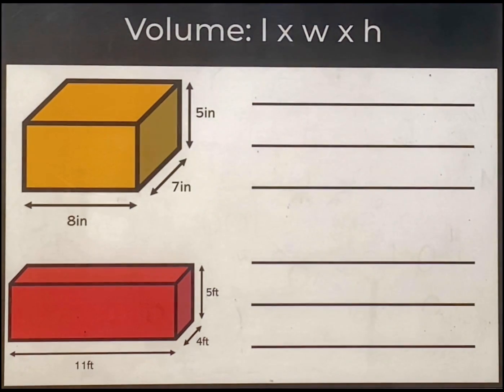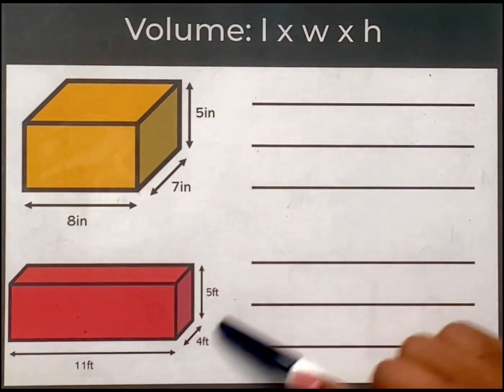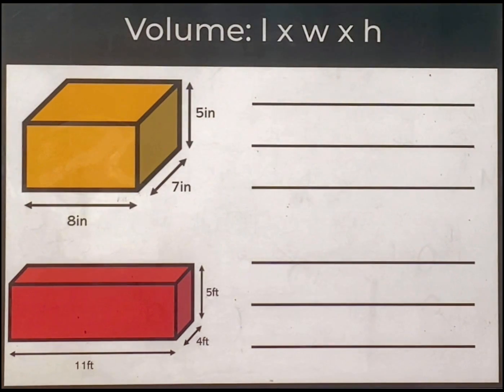Let's get started. Today we're going to practice finding volume using the length times width times height formula, and we're going to use rectangular prisms. Let's look at our first example. Let's start by labeling our dimensions.